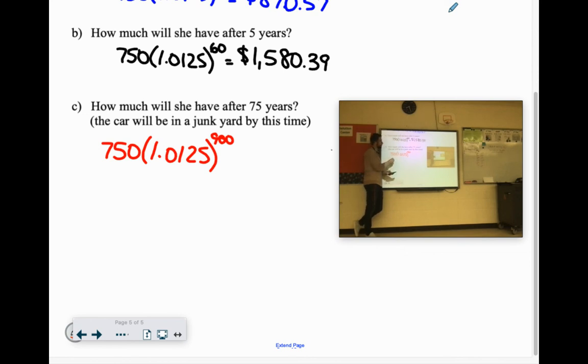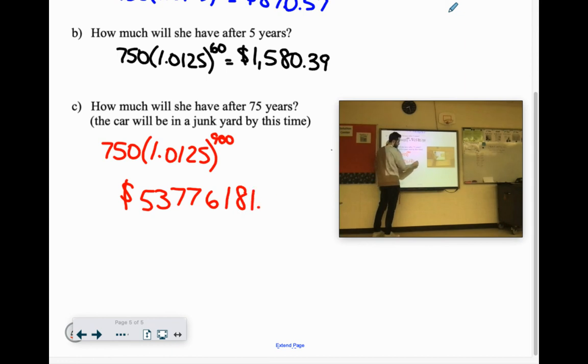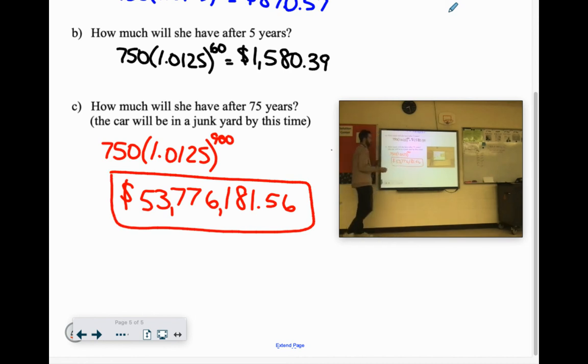Hey, good job, sophomore. That was a wise investment. A nice 75-year investment. We have 53,776... Let's throw in our commas. Okay, nice. Just made a cool 53 million off a initial $750 investment. That's great. In 75 years, I don't know what that'll feel like with inflation.